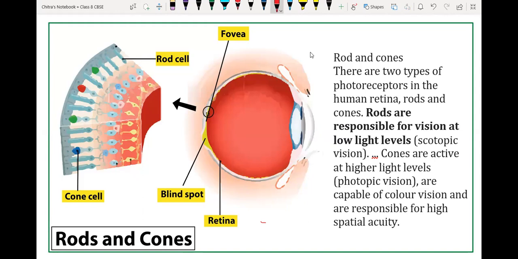Rods and cones are two types of photoreceptors. Photoreceptors are the cells that receive light and form color in the human retina, which is part of the eye. So rods and cones are the photosensitive cells which receive the light and form the colored image of the object.